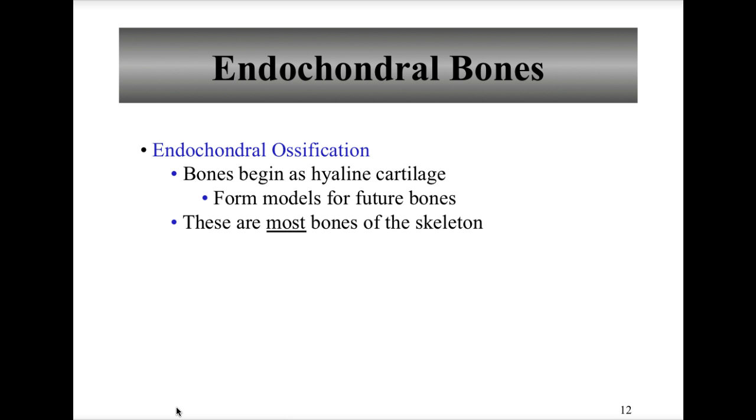Basically, in endochondral bones, hyaline cartilage forms the models for future bones. This is evident in most of the bones of the skeletal system. You have primary ossification, where the center hardens during the fetus and infant stages, and then secondary ossification centers develop in a child and fully harden during adolescence and early adulthood.